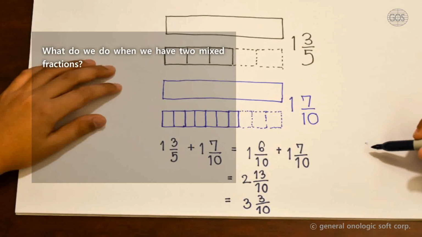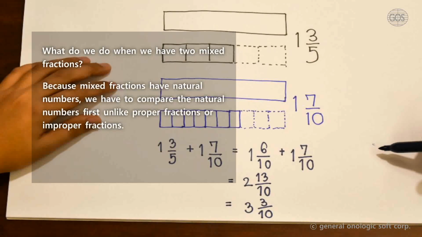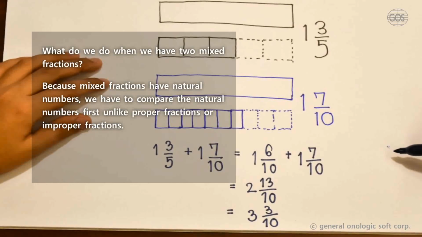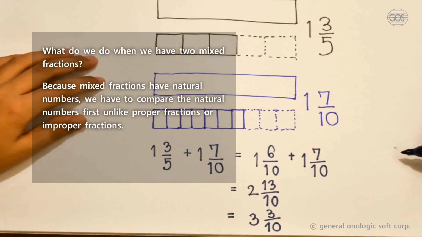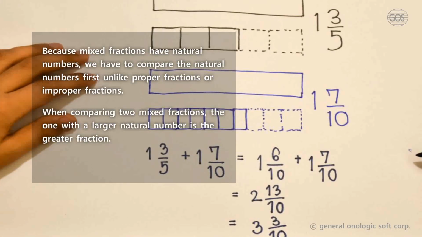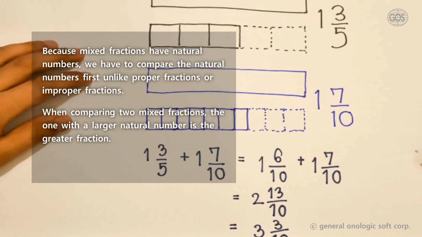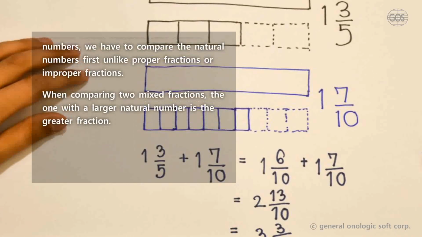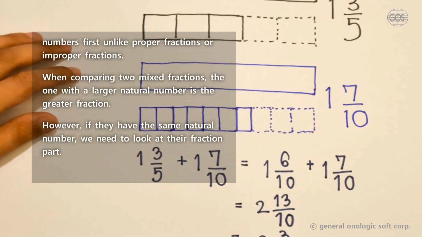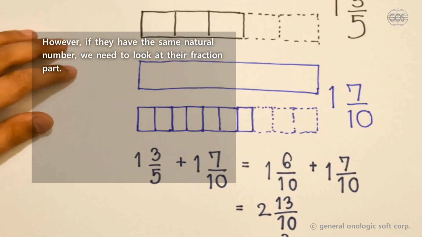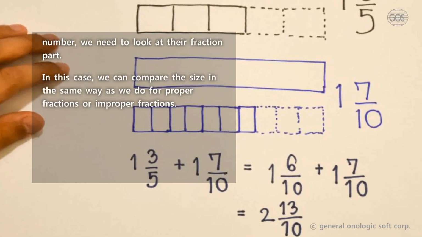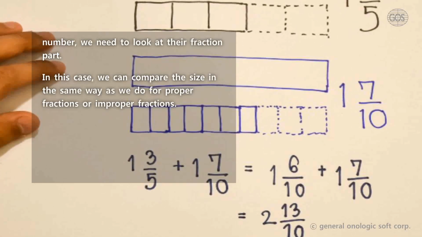What do we do when we have two mixed fractions? Because mixed fractions have natural numbers, we have to compare the natural numbers first, unlike proper fractions or improper fractions. When comparing two mixed fractions, the one with the larger natural number is the greater fraction. However, if they have the same natural number, we need to look at their fraction part. In this case, we can compare the size in the same way as we do for proper fractions or improper fractions.